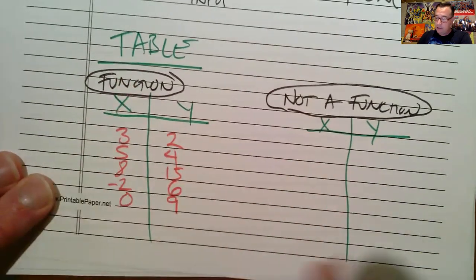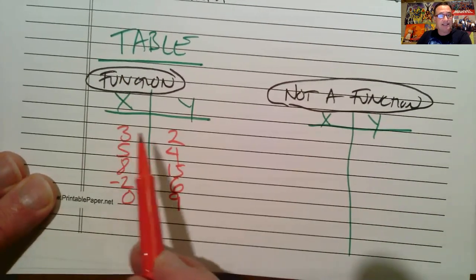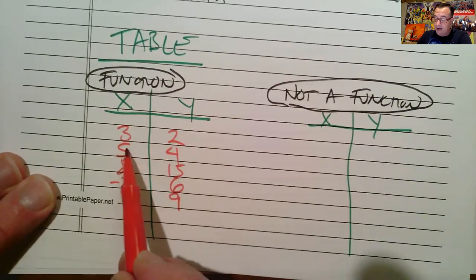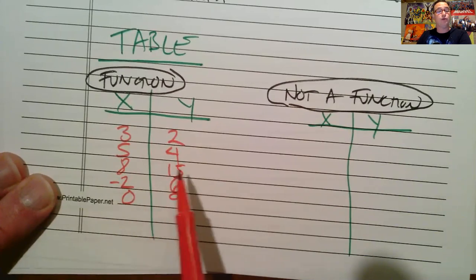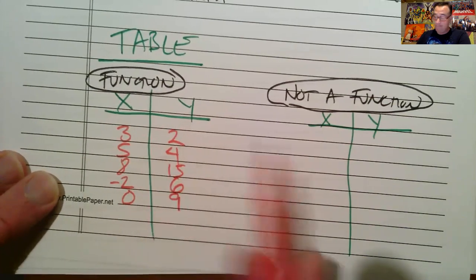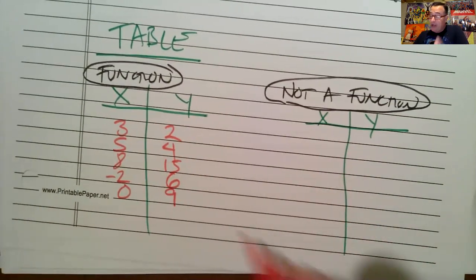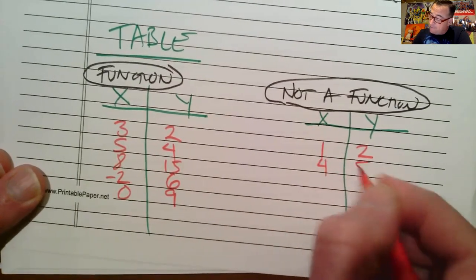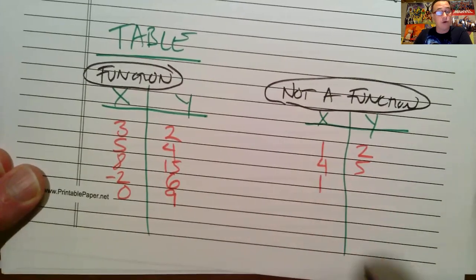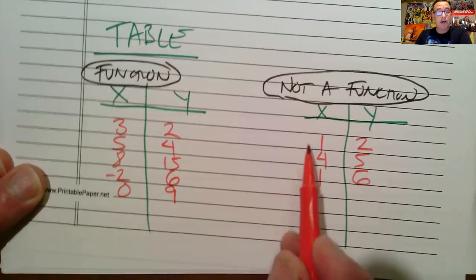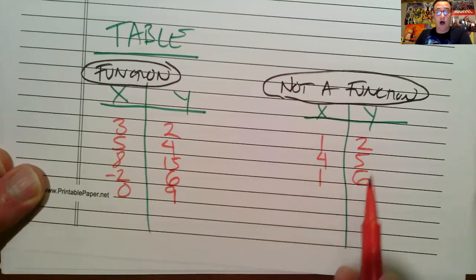It's a function because every x has exactly one y. 3 only goes to 2. 5 only goes to 4. 8 only goes to 15. If 3 went to more than one thing, if I had another 3, it would not be a function. An example of not a function would be we could have some that were regular. We could have 1, 2, we could have 4, 5. But if I gave you another number that started with 1 and went to something else, that x goes to 2 different y's.